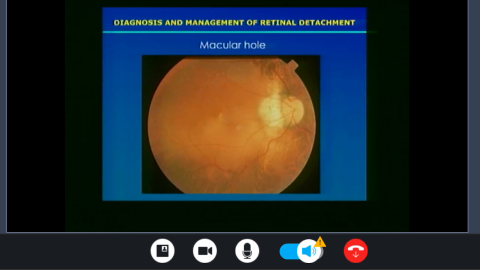So keep in mind, macular hole is not a common cause of detachment. When it causes detachment, it is mainly in highly myopic eyes with posterior staphyloma and retinal atrophy. And this is an example of a macular hole. Can you appreciate the fluid under the retina?